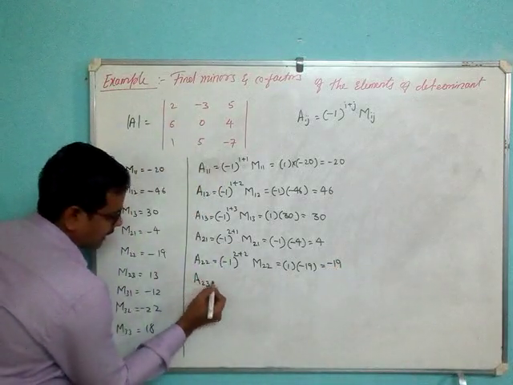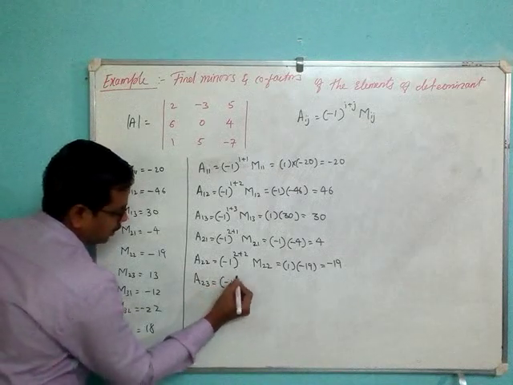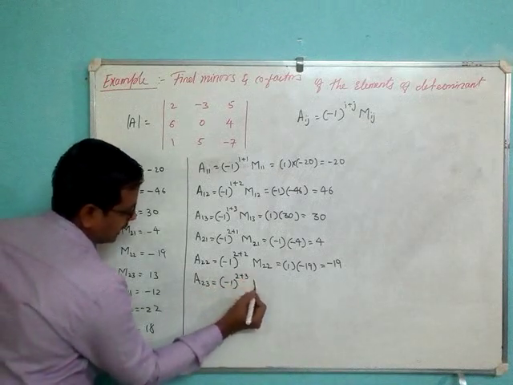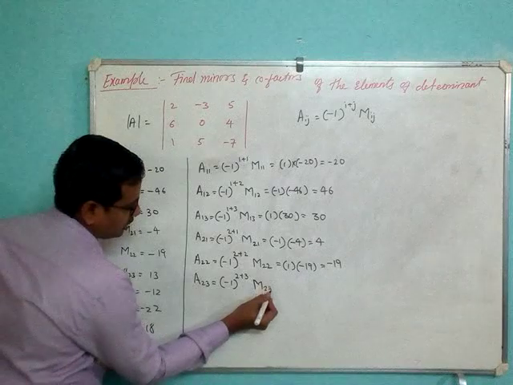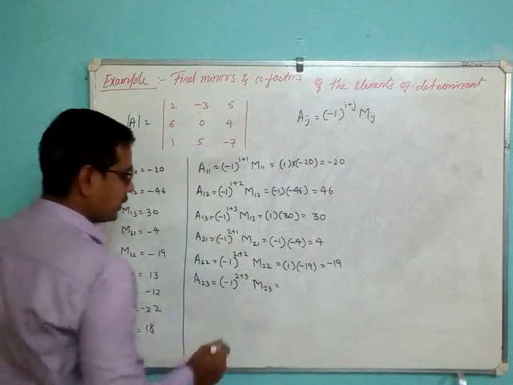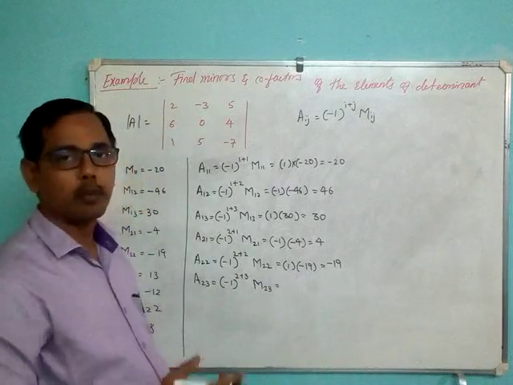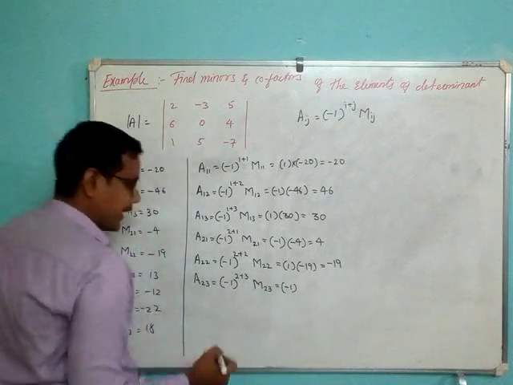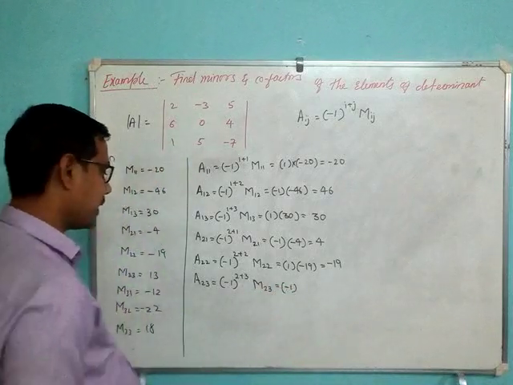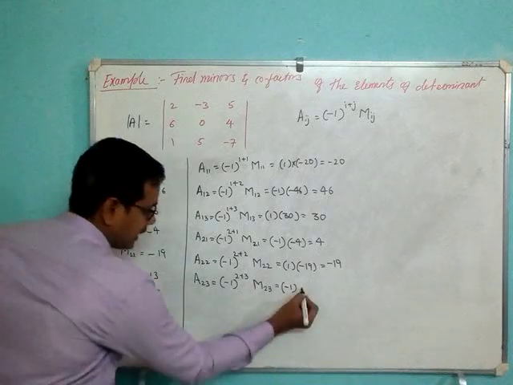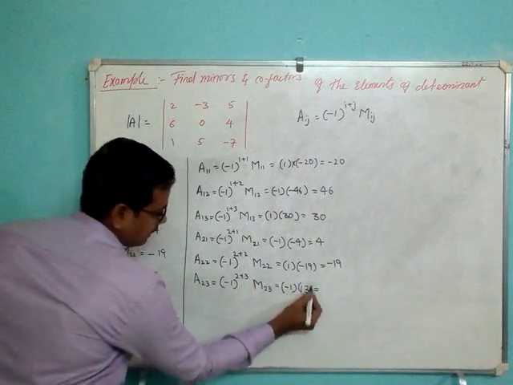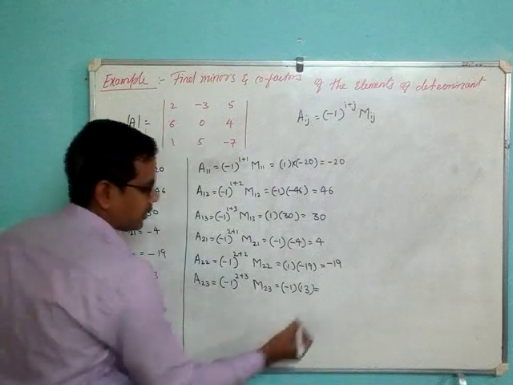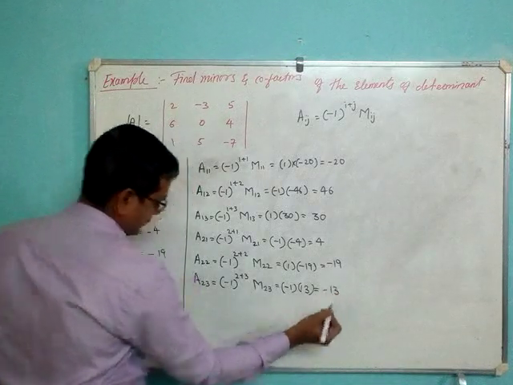A23 is minus 1 to the power 2 plus 3 into M23. So 2 plus 3 is 5, minus 1 to the power 5 is minus 1 into M23. M23 is how much? 13. So minus 1 into 13 is minus 13.